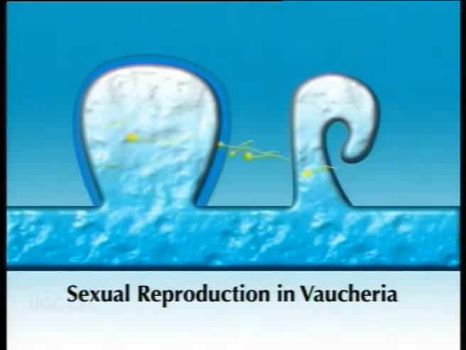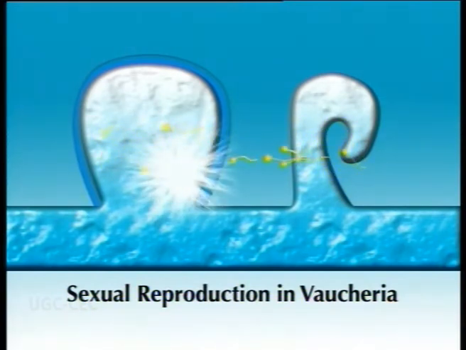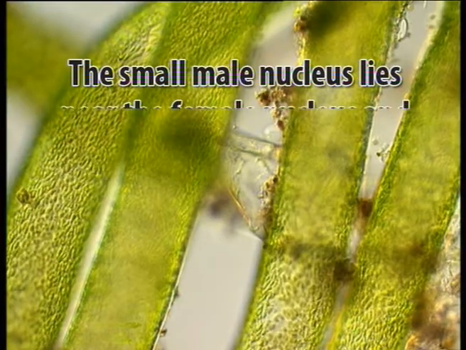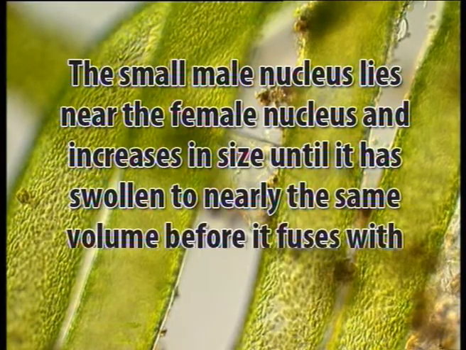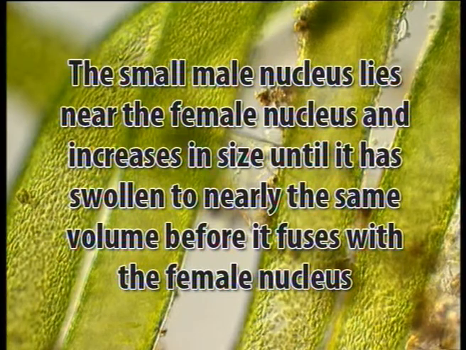Several sperms emitted from the apical pore in the wall of Antheridium gather around it. The small male nucleus lies near the female nucleus and increases in size until it has swollen to nearly the same volume before it fuses with the female nucleus.